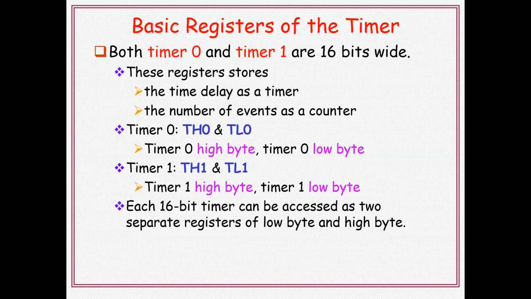Because the 8051 is an 8-bit architecture, its capability is 8-bit, so all 16-bit registers are internally available as two 8-bit registers. Then only the CPU can initialize those registers. Each 16-bit timer can be accessed as two separate registers, a lower byte and a high byte.